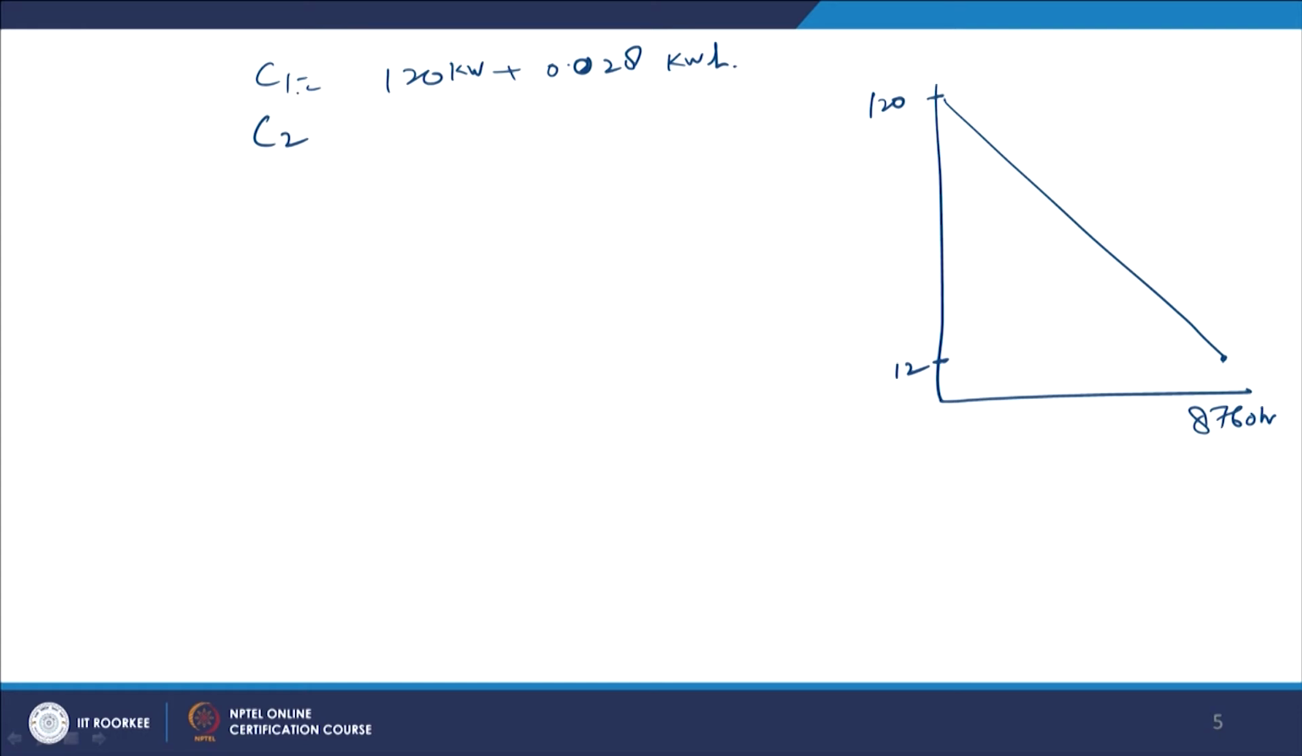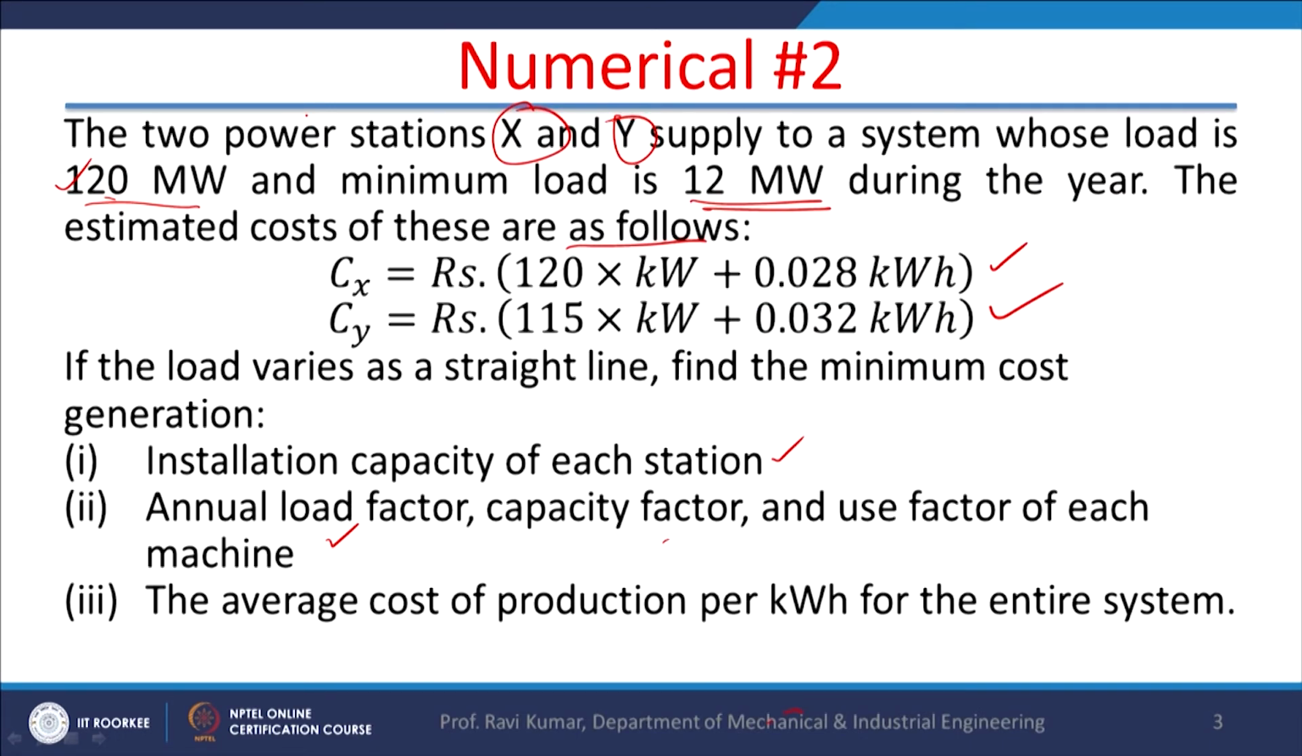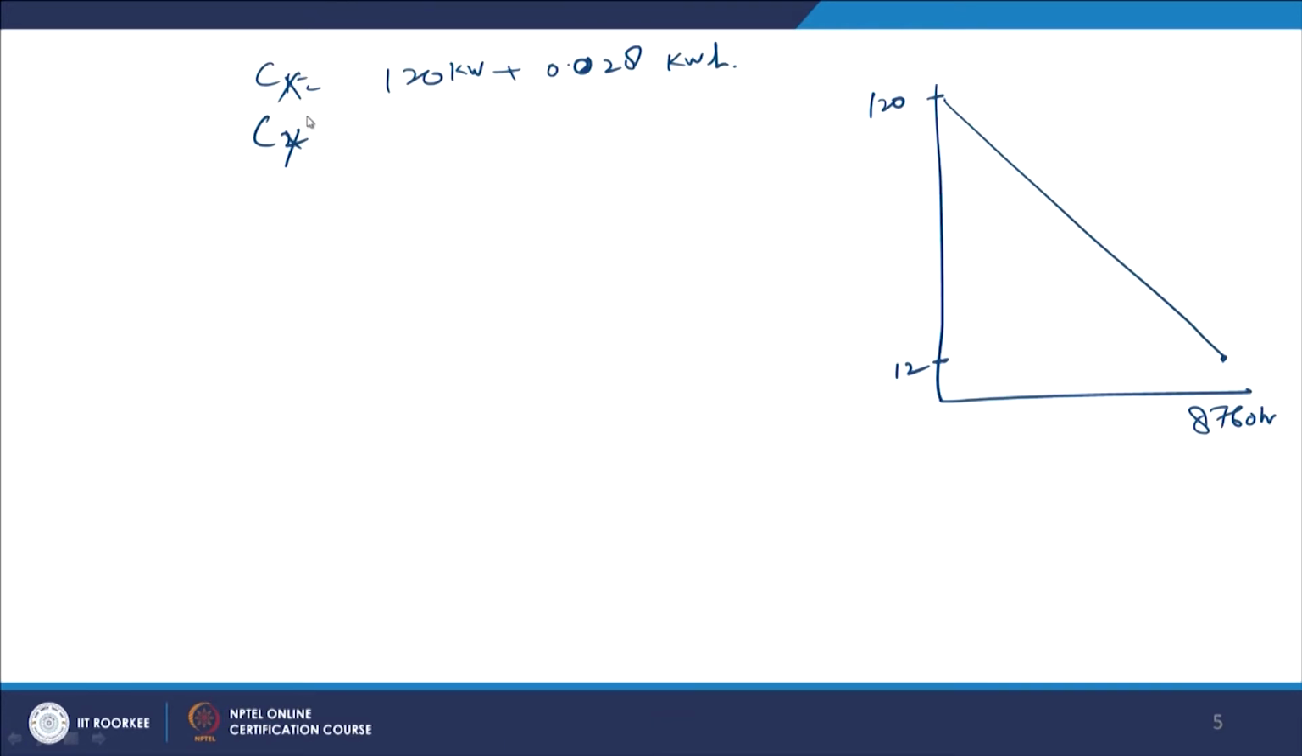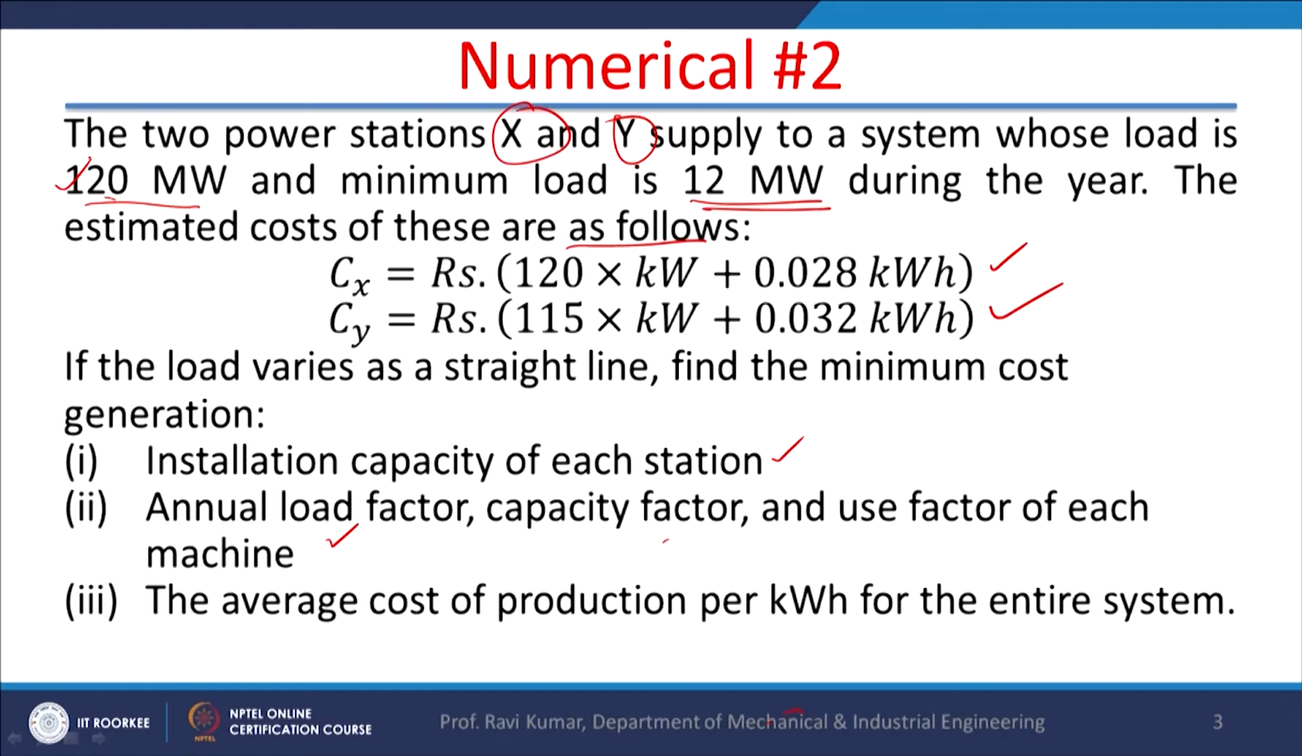And Cy is 115, 0.032. And this cost is in rupees, both are in rupees as shown here. Cx is in rupees and Cy is in rupees. Now, we have to find the value of H.